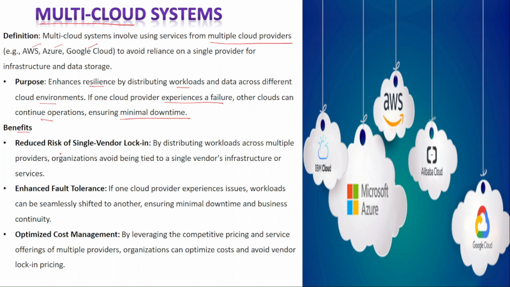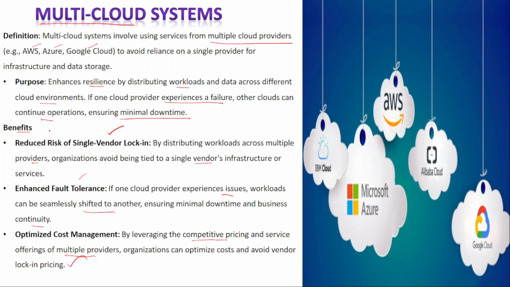Benefits include reduced risk of single vendor lock-in. By distributing workload across multiple providers, organizations avoid being tied to a single vendor's infrastructure or services. Enhanced fault tolerance. So, if one cloud provider experiences issues, workloads can be seamlessly shifted to another, ensuring minimal downtime and business continuity. And optimized cost management. By leveraging the competitive pricing and service offerings of multiple providers, organizations can optimize cost and avoid vendor lock-in pricing.